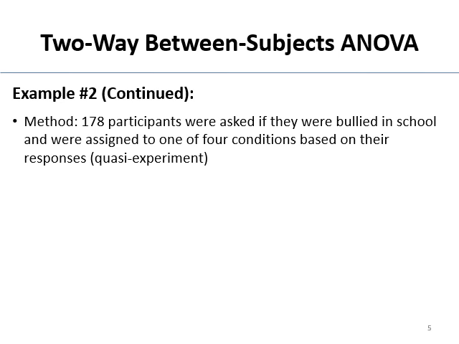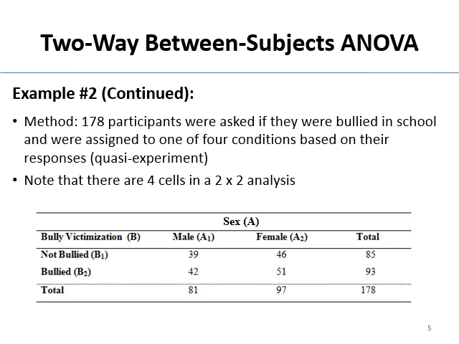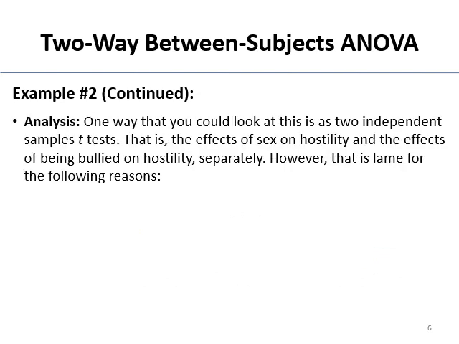And the full thing is a quasi experiment, right? We're not randomly assigning them to get bullied. We're not randomly assigning them to their sex. So there are 4 cells, again, in a 2x2 analysis. They are not bullied males, not bullied females, bullied males, bullied females. So one way you could think of doing this sort of study is to do a bunch of independent samples t-tests, right? You got a 2-level bullied or not, you got a 2-level sex. Why not just do 2 t-tests and call it a day, right?